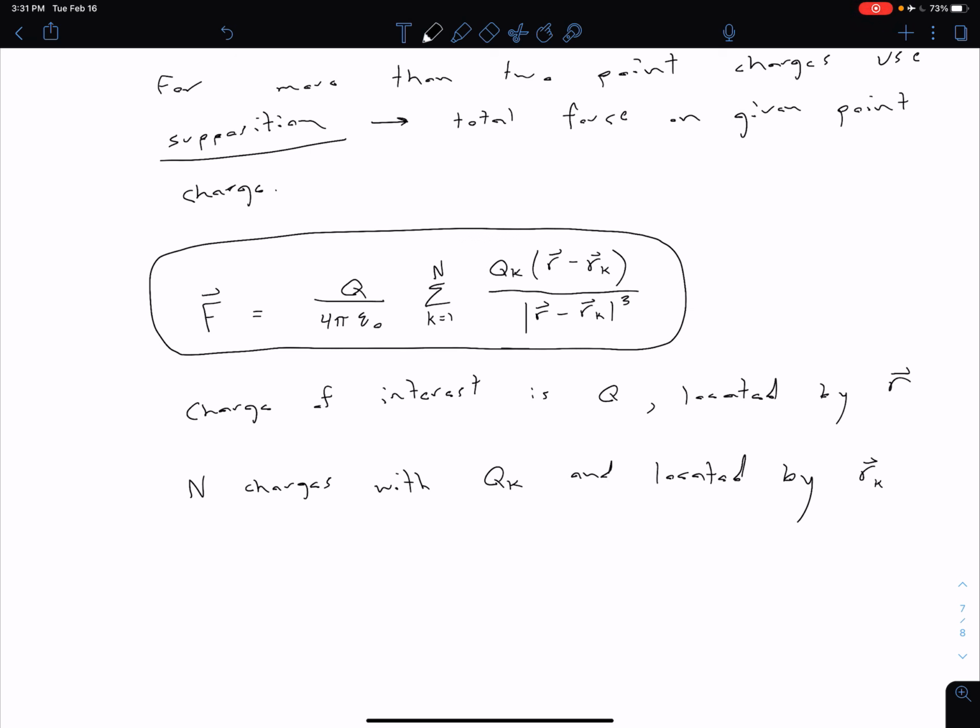In the next video, we're going to talk about our electric field intensity, and then we'll finally look at an example and see how we actually put these equations to use.